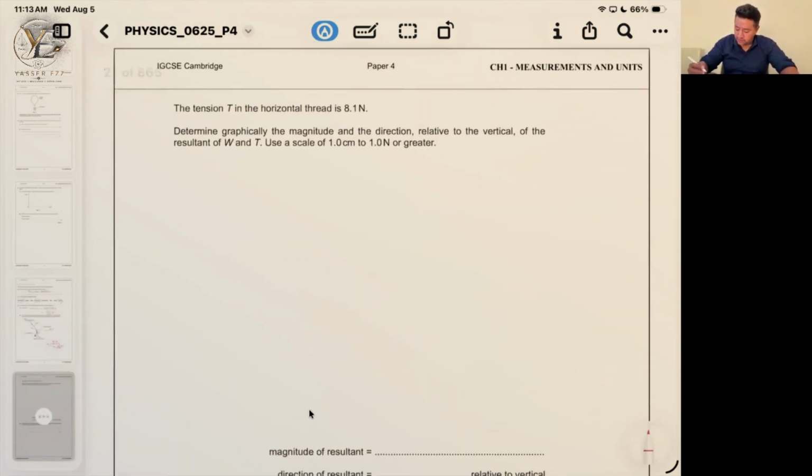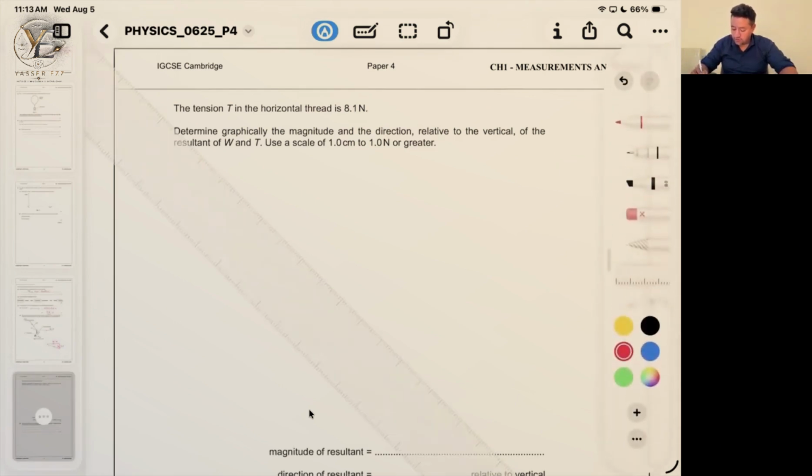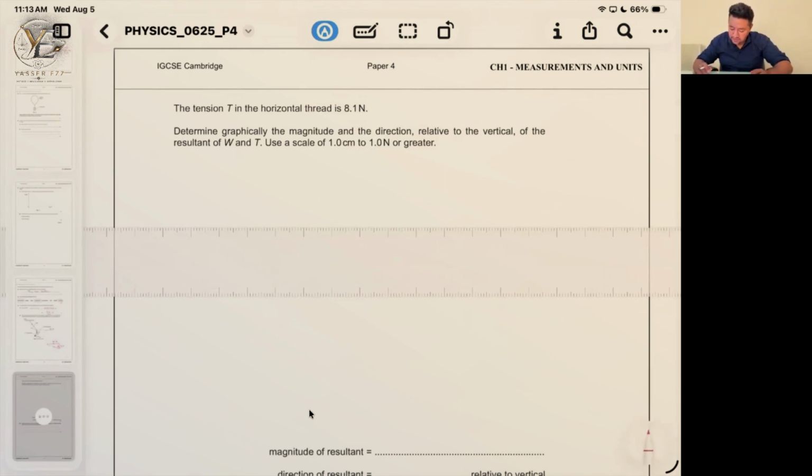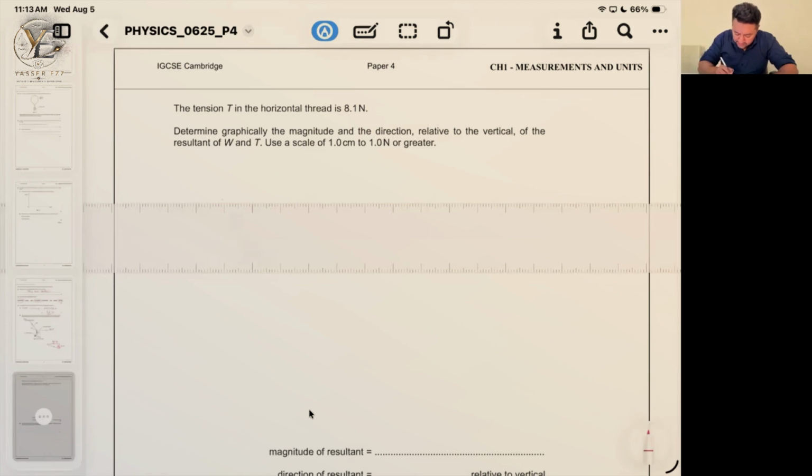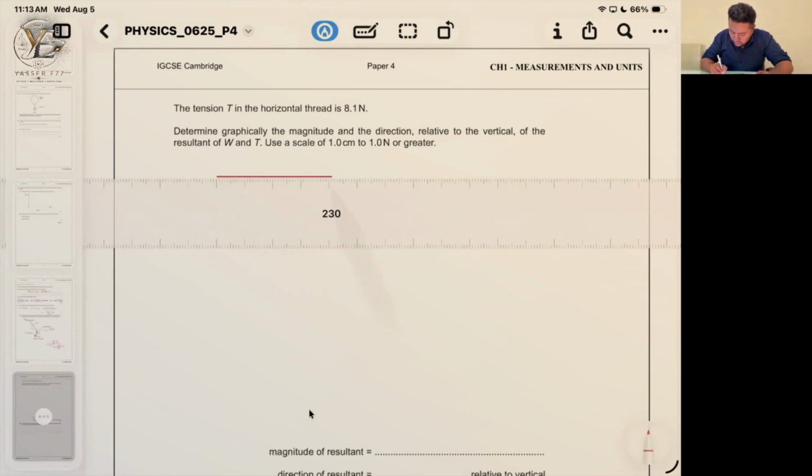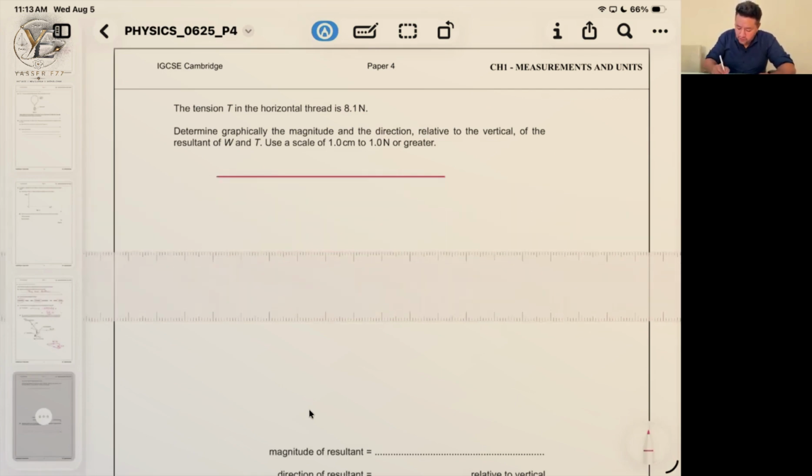So first I'm going to find my ruler, and I'm going to use the same scale as given. The horizontal line is 8.1. So I'm going to consider the scale. I'm going to use a reasonable place for the drawing. I'm going to start from here, for example. 1, 2, 3, 4, 5, 6, 7, 8.1. 8.1 centimeter. Don't forget the direction, the horizontal, and the magnitude is 8.1 Newton.